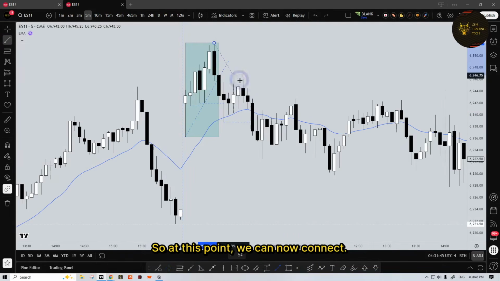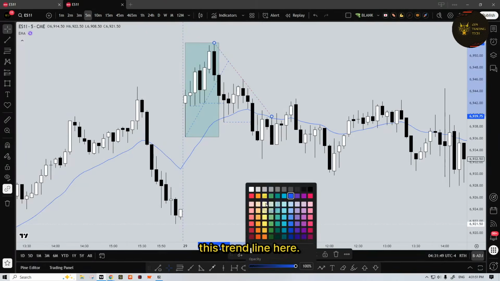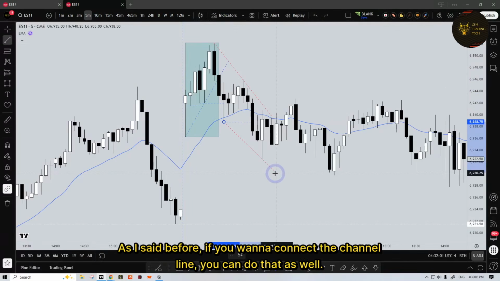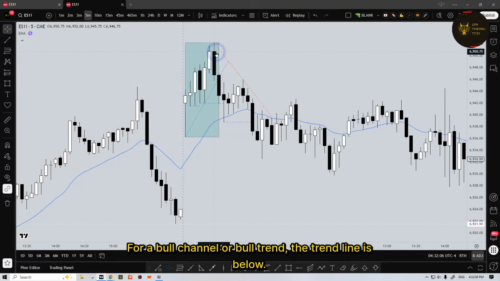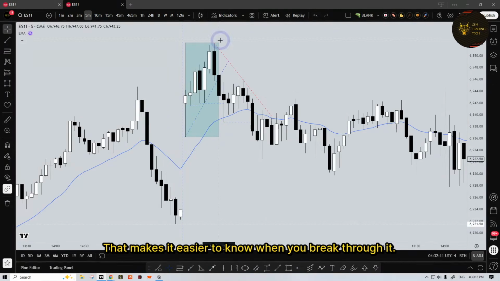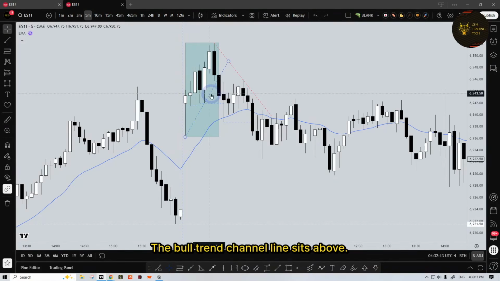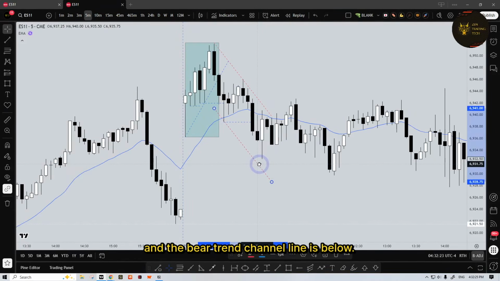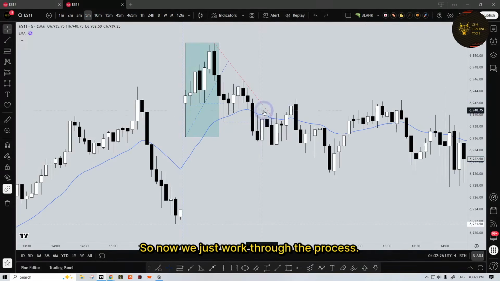So at this point, we can now connect this trend line here. New low, go above the bar, get a new low. So we're in a bear trend. As I said before, if you want to connect the channel line, you can do that as well. For a bull channel or a bull trend, the trend line is below. That makes it easy to know when you break through it. The bull trend channel line sits above. When we're looking at a bear trend, the bear trend line sits above the bear trend and the bear trend channel line is below. So now we just work through the process.